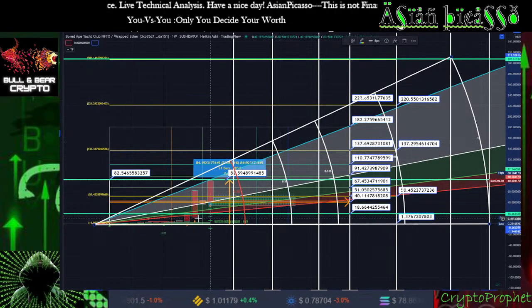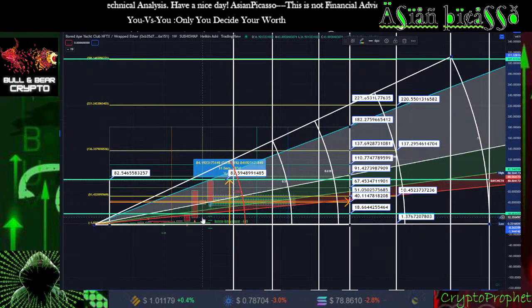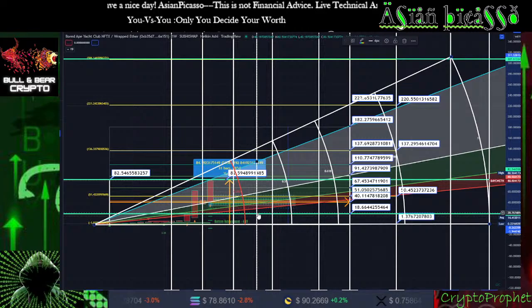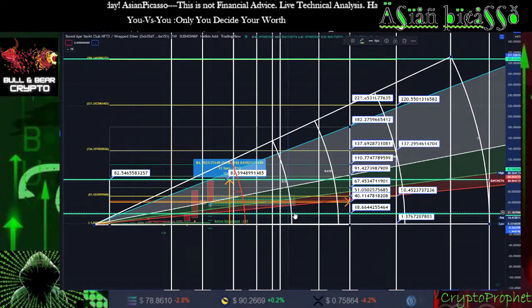So those are dates of focus. All of these are dates of focus.